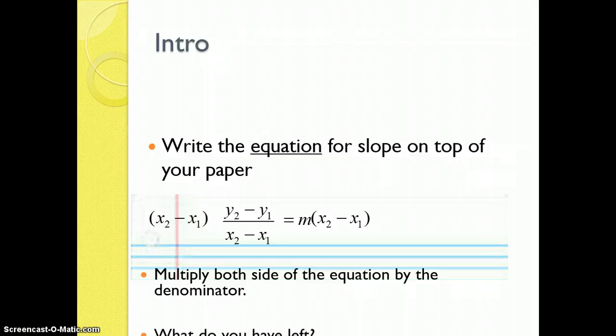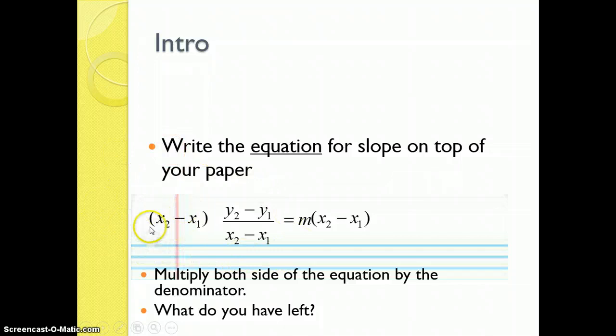Okay, so what are we going to have left? What's going to happen to this left side of the equation? What's going to happen to this numerator and that denominator? Hopefully you realize they cancel out. And I'm left with y2 minus y1 equals m times x2 minus x1. That's pretty much point slope form. We've got to make a few changes to the y2 and x2. So let's take a look.